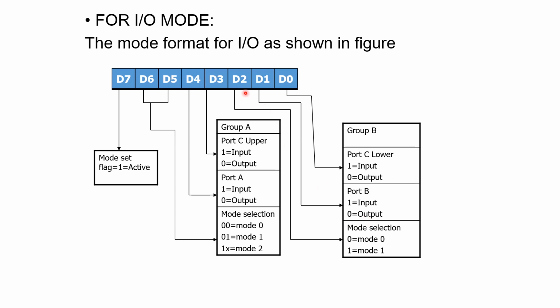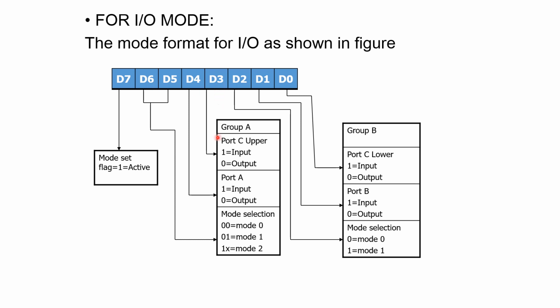Next is D2. According to this D2 bit, mode selection is done. If D2 is 0, mode 0 is selected for group B. If it is 1, mode 1 is selected. Next, D3, D4, D5 and D6 are for group A control.